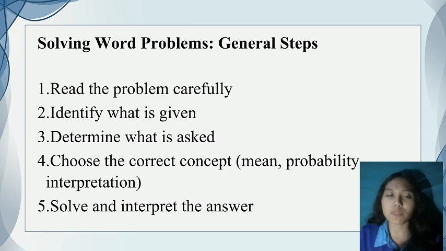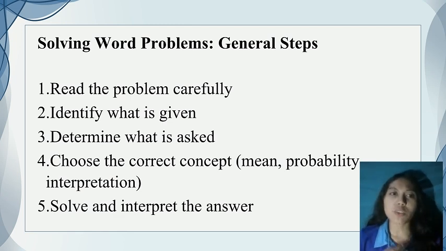So the general steps are: first, you read the problem carefully. Next, you identify what information is given. Third, figure out what the problem is asking you to find. Then you choose the right math idea, which could be the mean, median, or probability. And the last one is to solve the problem and explain your answer.